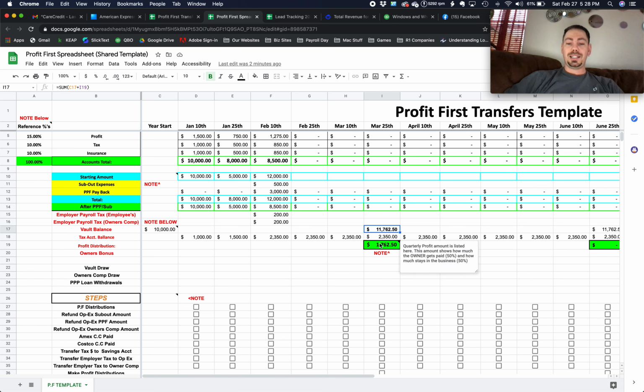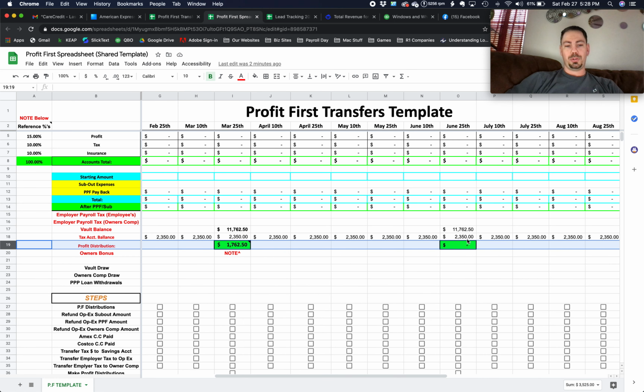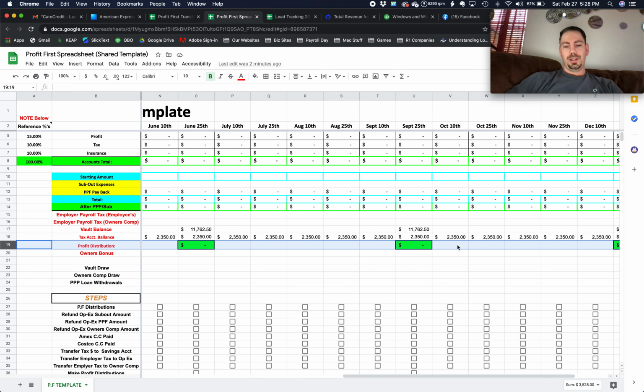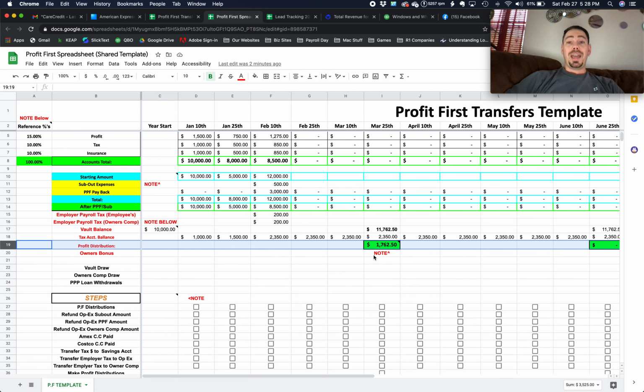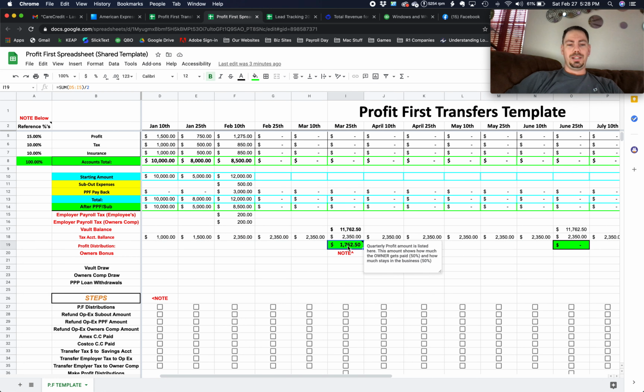This cell down here is telling you what your profit distribution is going to be at the end of that quarter. You'll see it happens quarterly: this is the end of the first quarter, the second quarter, third quarter, fourth quarter. I like it because this amount is dividing however much you've put away in your profit account over this quarter by 2. So this $1,762.50 is 50% of it. Half of that goes into your pocket as the owner. That's your quarterly bonus, and the other 50% is allocated into your vault, which is reflected here to keep that running balance going.